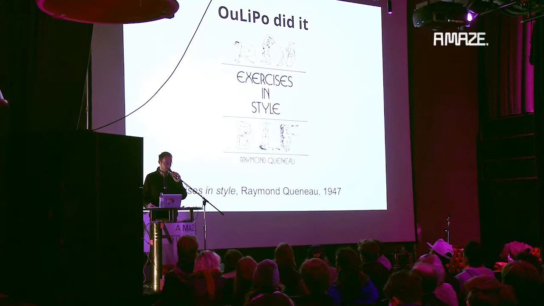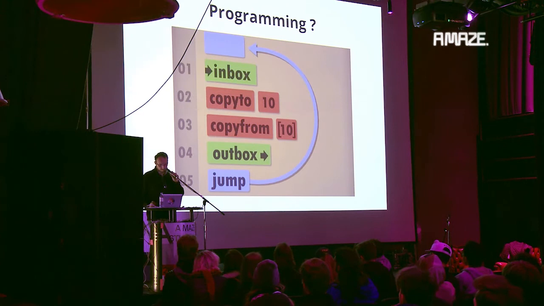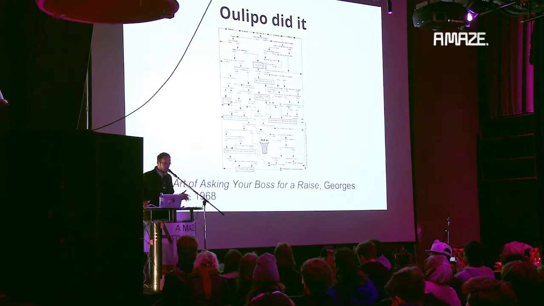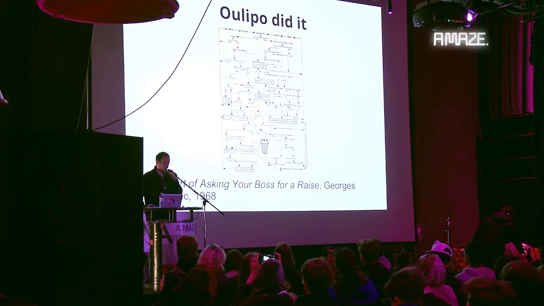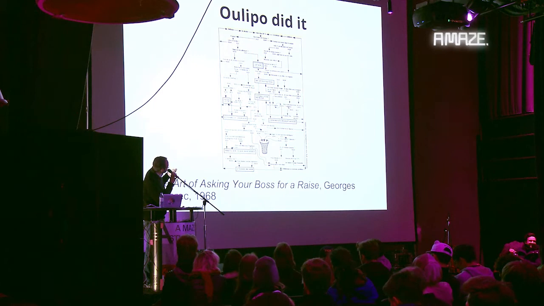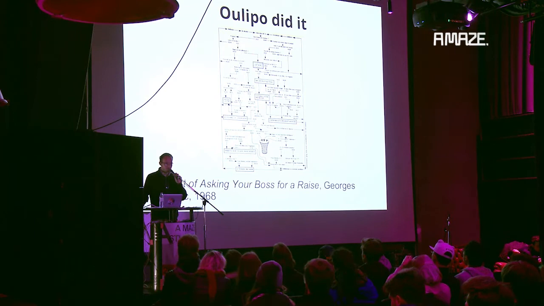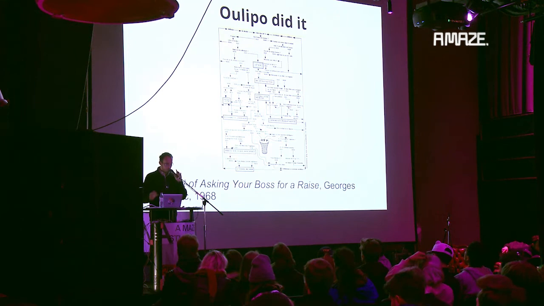Programming, okay, getting serious. OuLiPo did it. They did real programming. They made some software, but all of this has been lost, because software. But we got some stuff on paper. This is a flow chart. You probably don't see anything. It's a flow chart about asking your boss for a raise. Is the boss at the office? Yes, okay. Knock on the door. Does he answer? Yes. Then go into the office, etc. A real flowchart job.